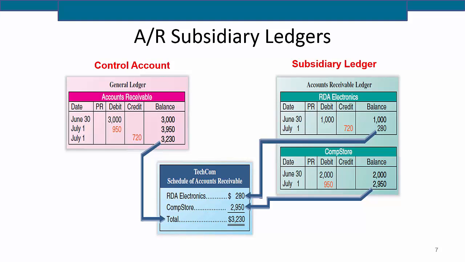Now, a schedule of accounts receivable is simply a list of the subsidiary accounts, in this case 2 customers, and their balances. If we use it to add up the balances in the individual accounts, we see that they equal the debit balance of the accounts receivable account in the general ledger.